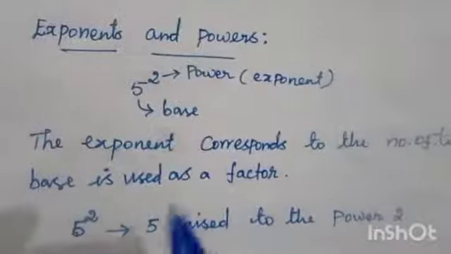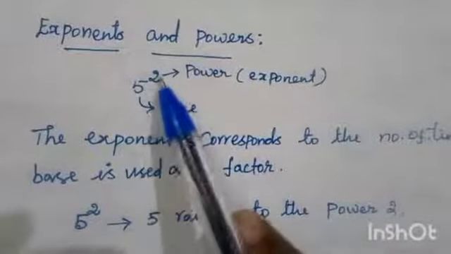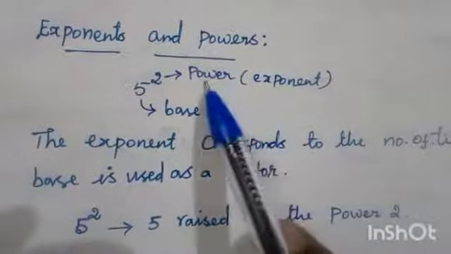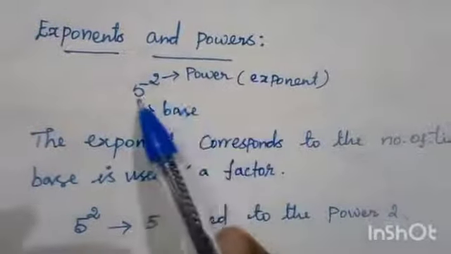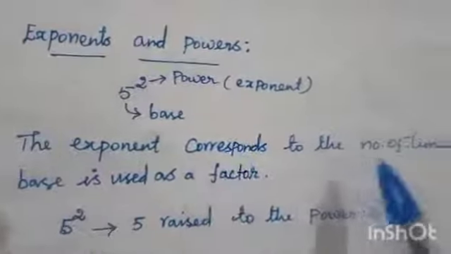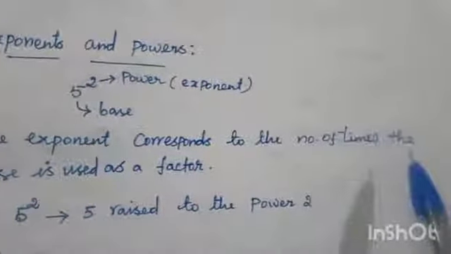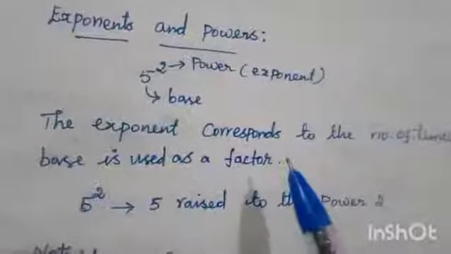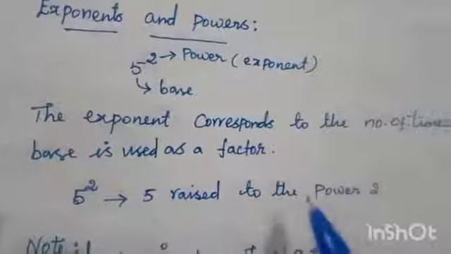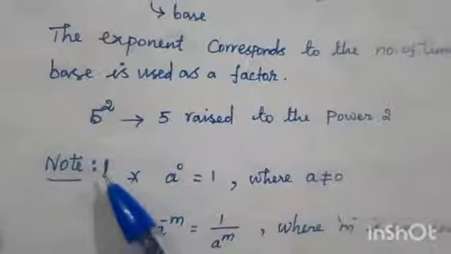Students, once again listen. Consider 5 square. This is the power or exponent, and mostly we use the term power. This is called the base. The exponent corresponds to the number of times the base is used as a factor. This 5 square is read as 5 raised to the power 2.